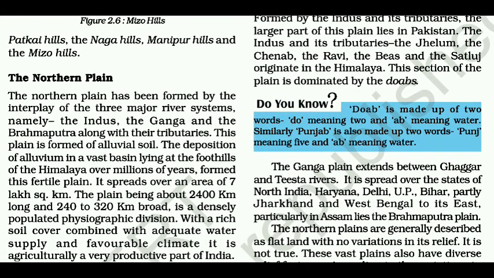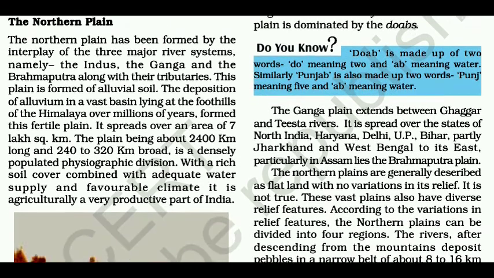In the Do You Know section, we have: Doab is made up of two words, Do meaning two and Ab meaning water. Similarly, Punjab is also made of two words, Panj meaning five and Ab meaning water.